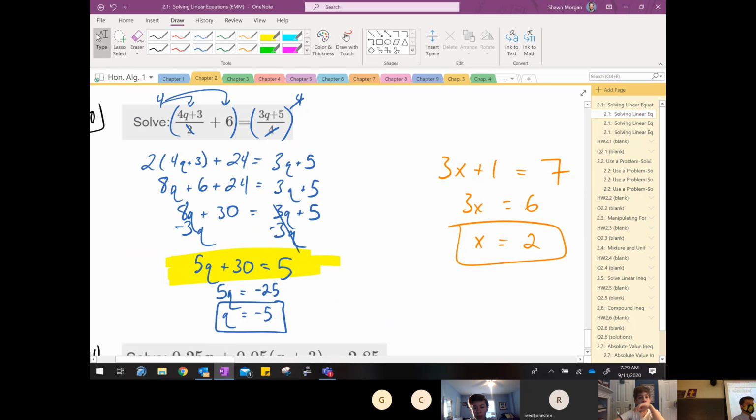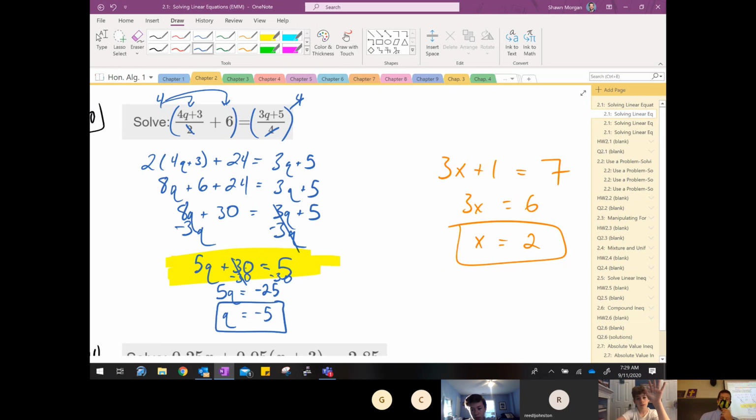Go for it, Tiago. How did you get 5q equals -25 right here? All right, we subtracted 30 from the left, and so therefore subtracted 30 from the right. When we said let's subtract 30 from the left-hand side, then we have to do the same thing on the right, and then 5 minus 30 is -25, and then we're off to the races dividing by 5. Good question. Other questions?